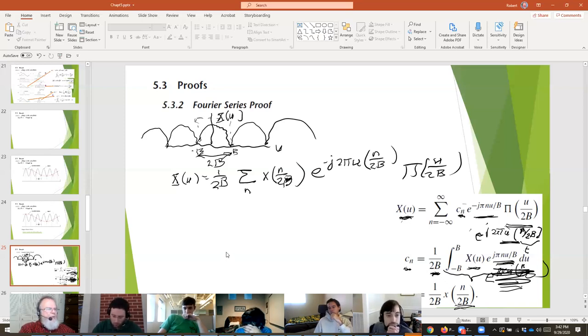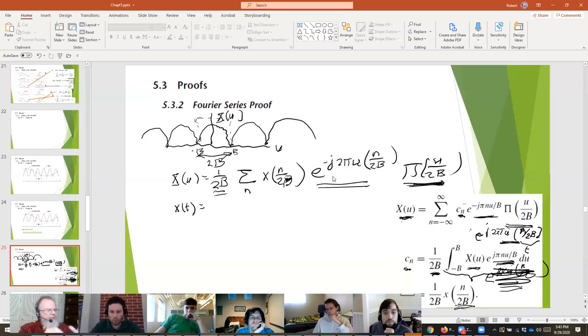And here's the good part. Now we want to inverse Fourier transform, and I'm not going to go through the details except to say that we have this, 1 over 2b times this. What does this inverse Fourier transform to? Sinc function. Yeah, it inverse Fourier transforms to a sinc function. Now, this e to the minus j 2 pi u n over 2b, if we multiply by an exponential in the frequency domain, what do we do in the time domain? We shift, don't we? We shift in the time domain.